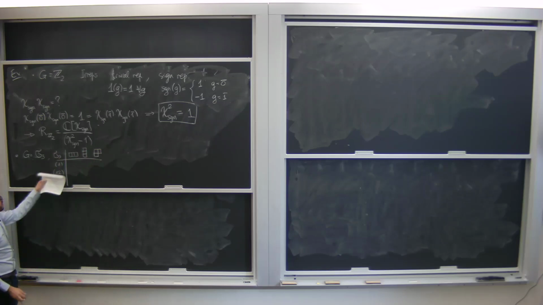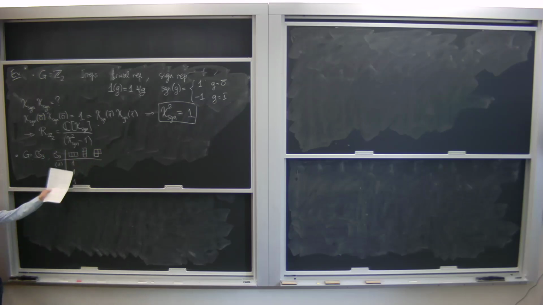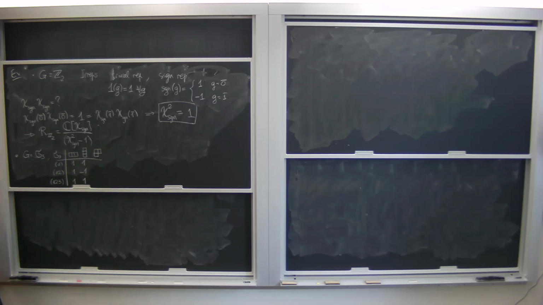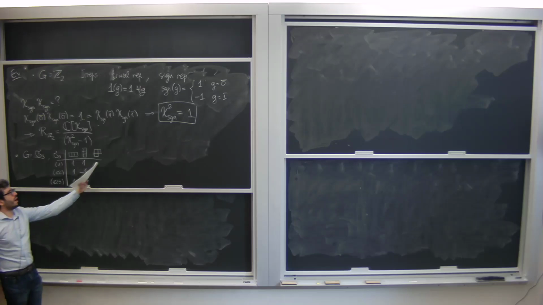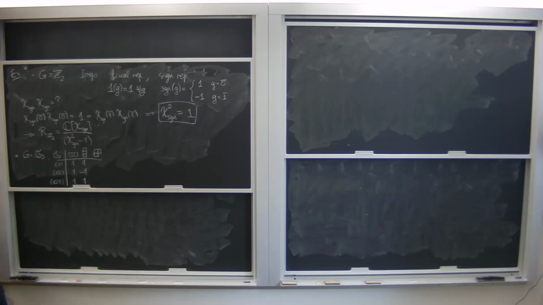What I'm going to get, this is the trivial representation. No matter what I do, I get a 1. This is the sign representation. It reads the sign of the associated permutation. So I'm going to get 1, -1, 1. And that is the one that is not so clear. It's called the standard representation. I'm not going to go into that.